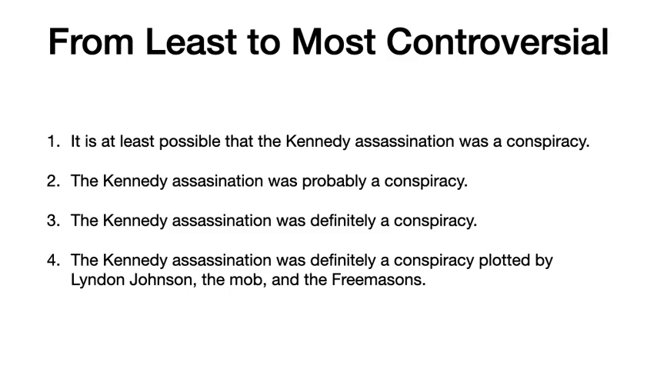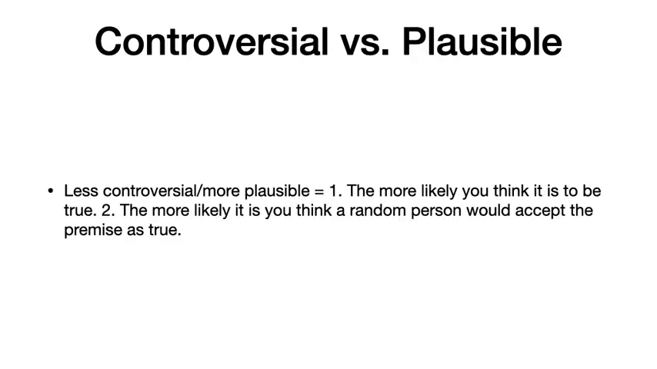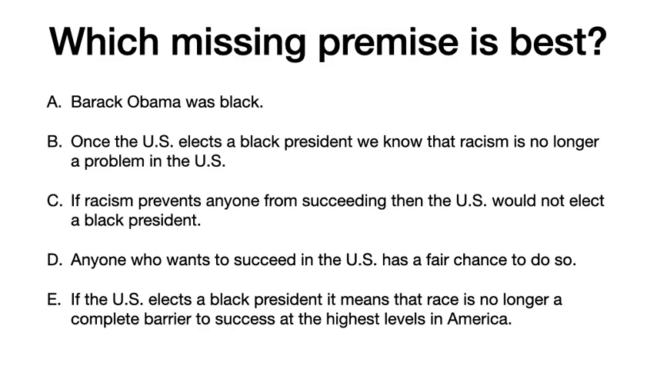Well, how does this relate to the premises? Let's go back and look at the premise that I plugged in here. If racism prevents anyone from succeeding, then the US would not elect a black president. I actually don't know that I accept this premise. I think it's a little too controversial for this to be a good argument. But I want you to notice that D is even more controversial than C, right?